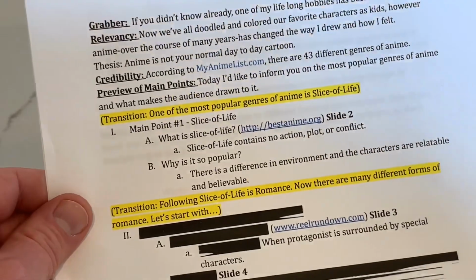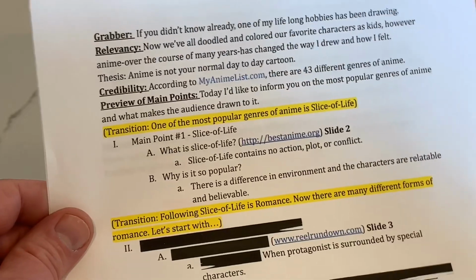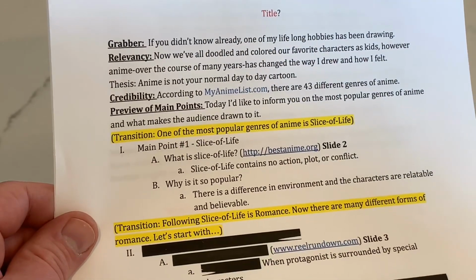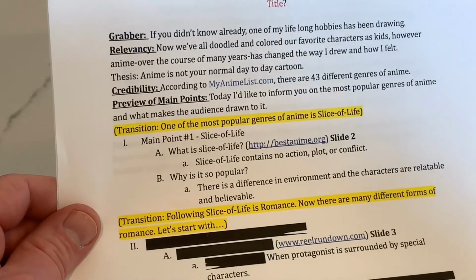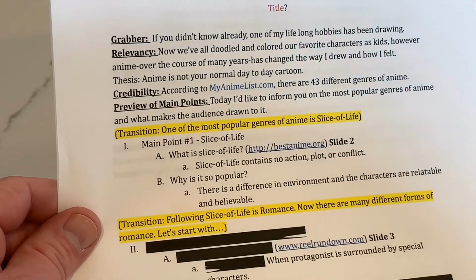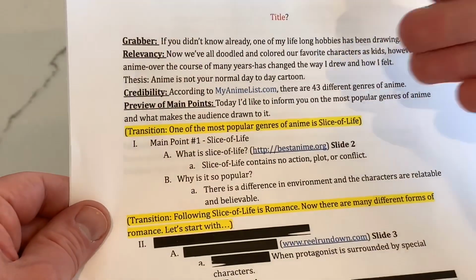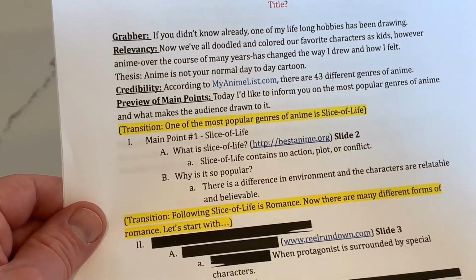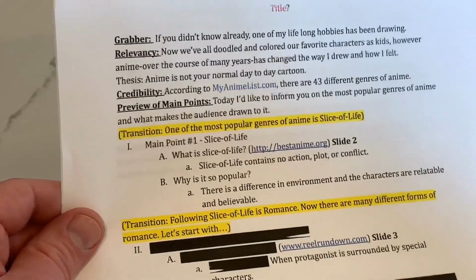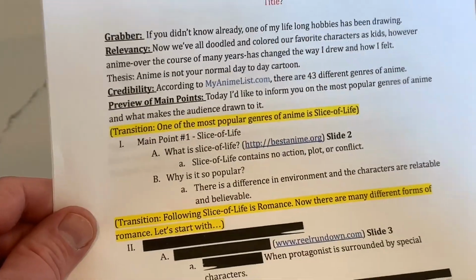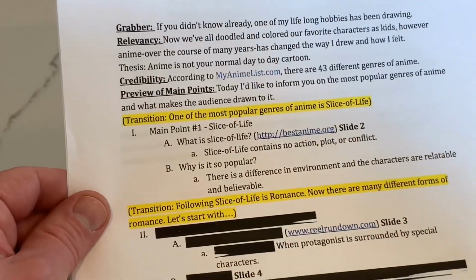Okay, credibility. According to my anime list, there are 43 different genres of anime. That's not a credibility statement. She's just citing a source, and that's interesting info. But remember, the credibility is who are you to talk to us about this? She's an anime fan. She needs to say something like, I've been reading anime for the past 22 years, and I'm only 18 years old. So, right? That's why I'm a credible source. And plus, I've written 5 anime books and blah, blah, blah, blah, blah.